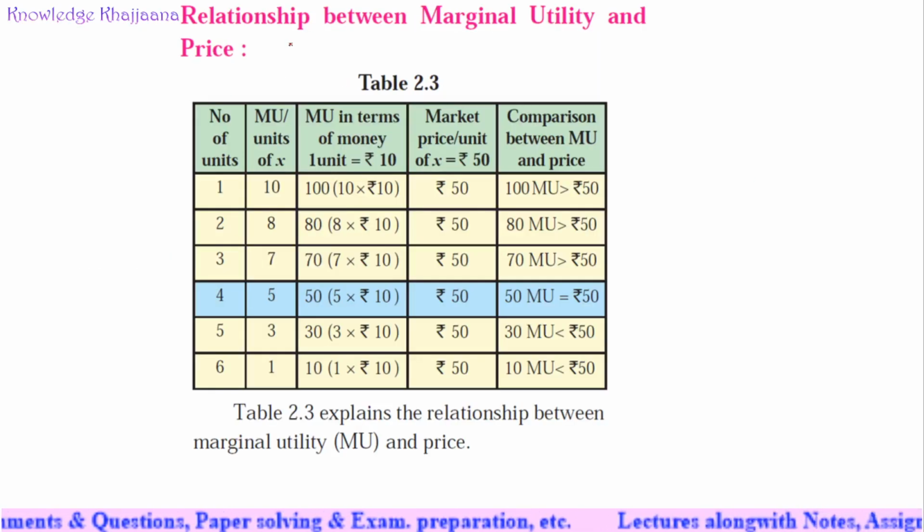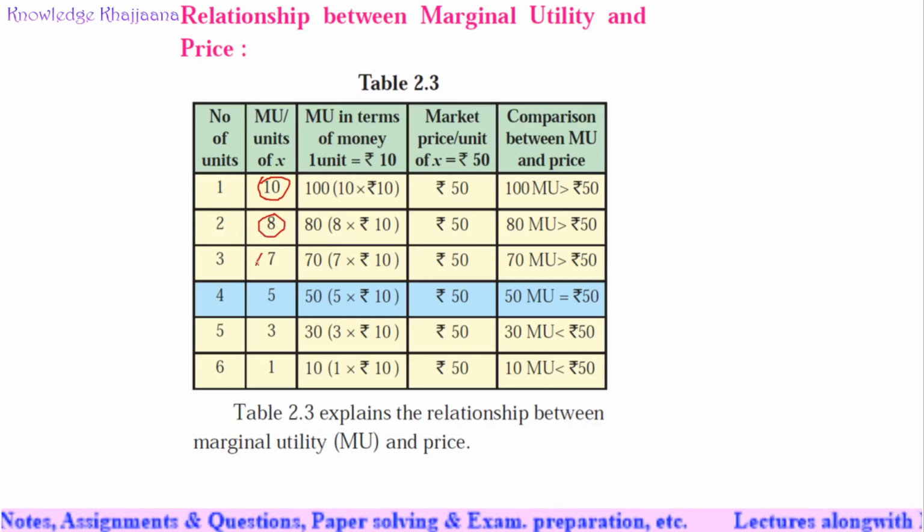See, this is the relationship between marginal utility and price. The number of units consumed are 1, 2, 3, 4, 5 and 6. For the first time when you consume the commodity X, the marginal utility you derive from the product is 10 utils. For the second consumption you get 8 utils. With the third consumption you get 7 utils of marginal utility. With the fourth consumption you get 5 utils.